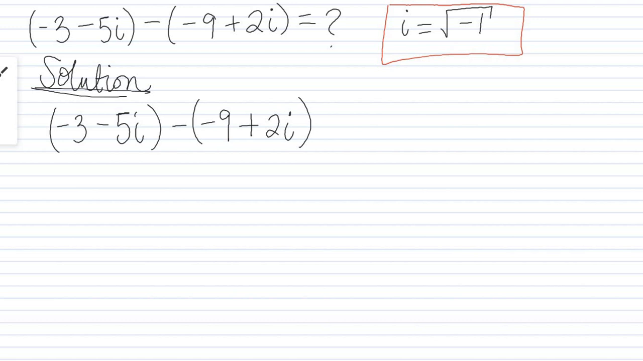So we're just going to rewrite for the first part, -3 minus 5i. Now, the negative times -9 is going to be positive, so +9, I apologize. And then the negative times 2i is going to give us -2i. So -3 - 5i + 9 - 2i is what we end up with whenever we take away the brackets.